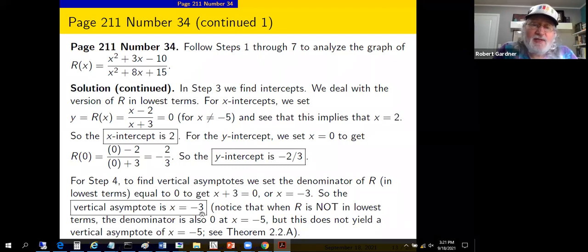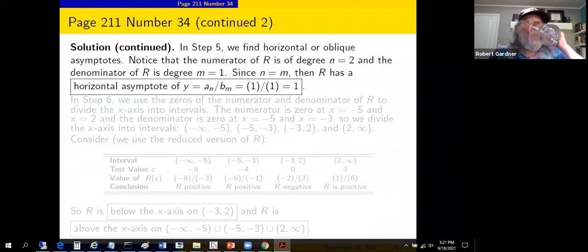So that's where the x equals -3 as a vertical asymptote comes from. And there's some additional explanation about why x equals -5 doesn't yield a vertical asymptote. Check out theorem 2.2.a, I guess, in section 2.2. But it says right there in step 4, you find vertical asymptotes based on the form of the rational function in lowest terms. Horizontal asymptotes.